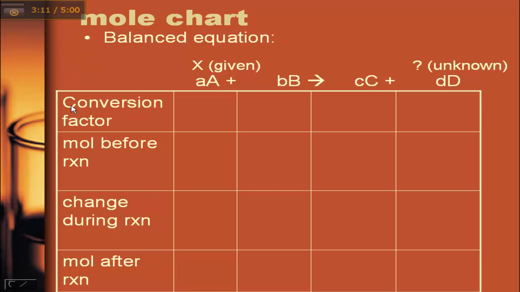Okay, so we're going to have our conversion factors. We're going to have moles before the reaction. Our RXN means reaction. We're going to notice how it changes during the reaction, and we're going to calculate our moles after the reaction. So we're going to go through several problems, and we're going to see how all of these things work together in this mole chart.